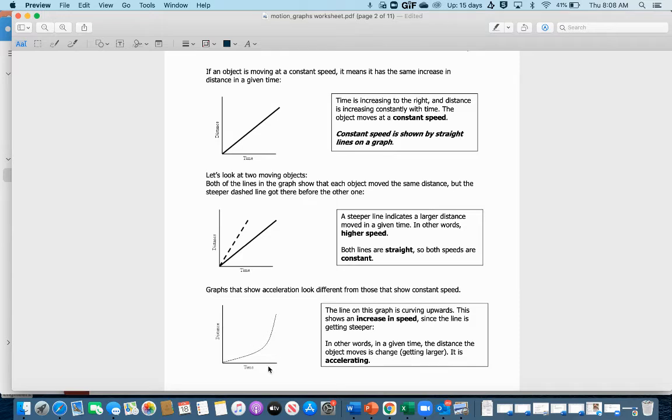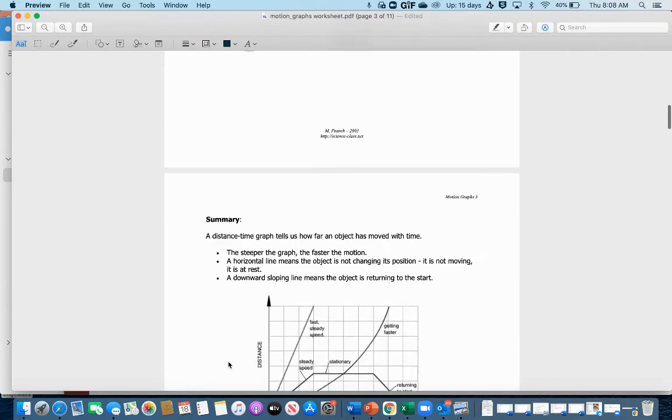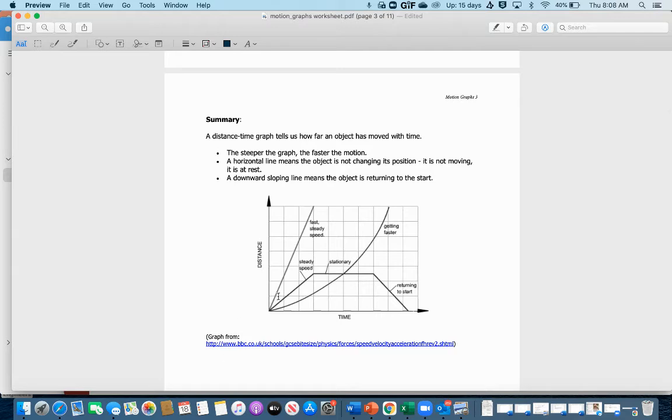So parabola facing down. But if we see a parabola facing up, that means I'm accelerating going upwards, right? So the key is anytime you see a curve on a distance for a time graph, that's going to indicate that there's some type of acceleration going on. So we can summarize this. This has a nice summary for us right here.